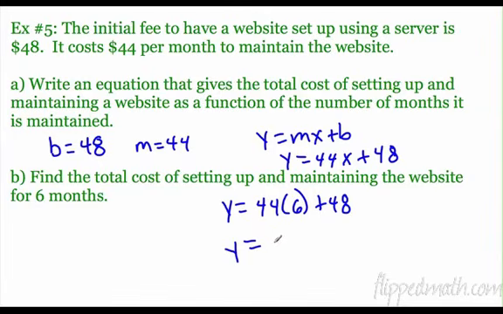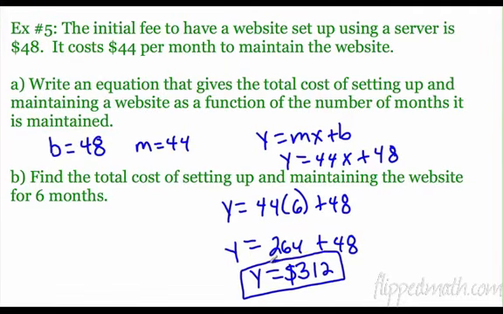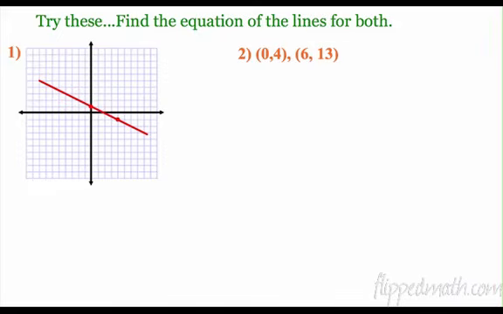Alex from Ramstein, what is it? That's right, 264, very good. Petey, what do you got? What is 264 plus 48, Petey? Thank you, 312. So, in 6 months, it will have cost $312. Excellent. You know the drill. Pause the video. Try them. Go.